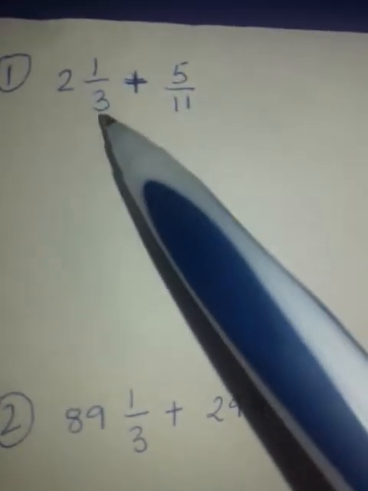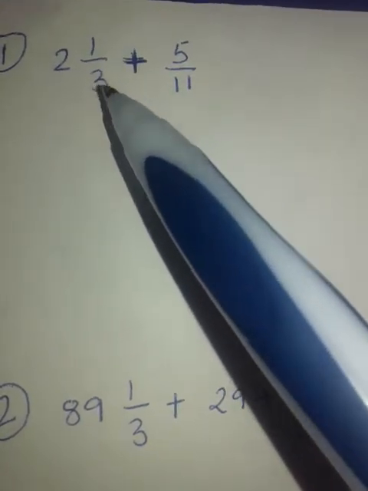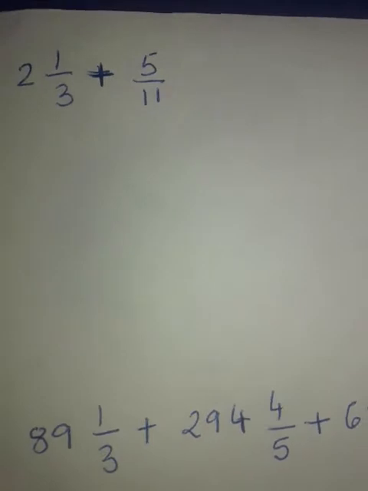2 1 upon 3 is what? 3 2s are 6 plus 1, 7. So this becomes 7 upon 3, and then we can add this, because 7 upon 3 and 5 upon 11 both are small numbers.